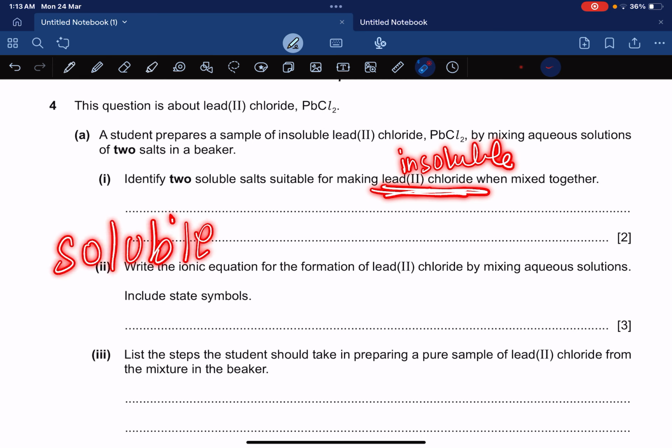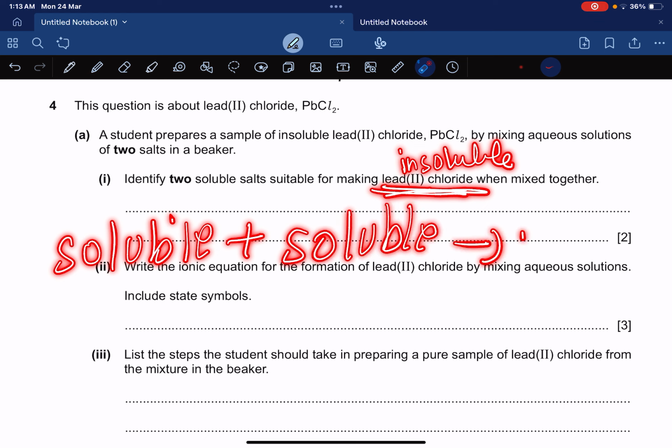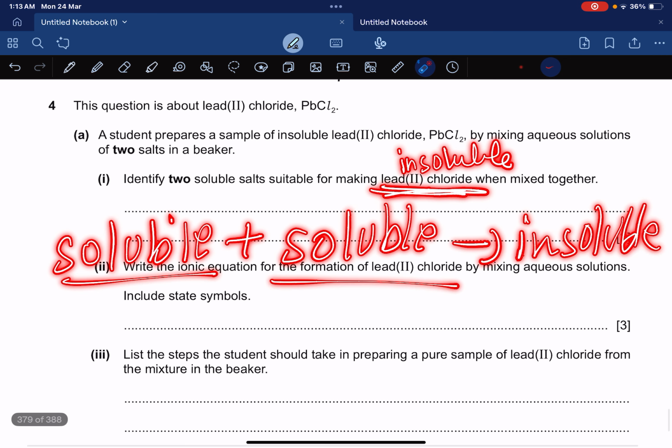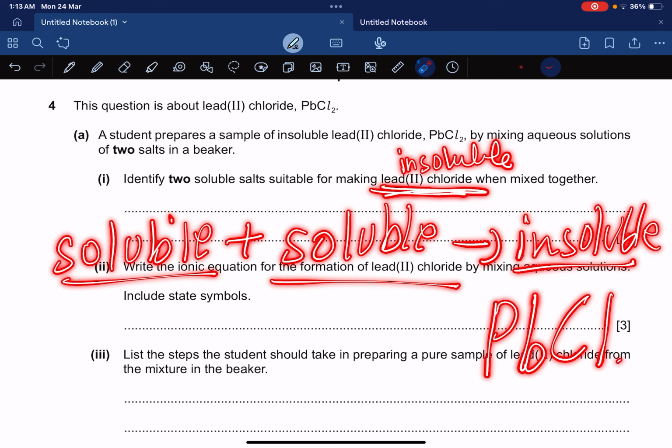Soluble plus soluble will form an insoluble salt. Okay, you should know this. We take 2 soluble salts to form an insoluble salt. The insoluble salt to be prepared is lead chloride, PbCl2. Achha, this means we need lead ions and we need chloride ions. We need 2 soluble salts in which we have lead ions and chloride ions.